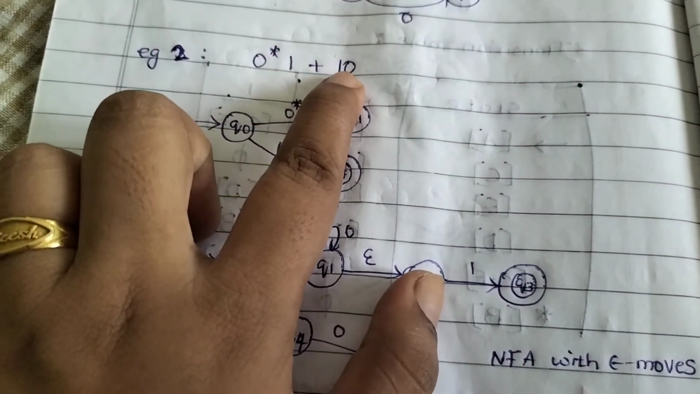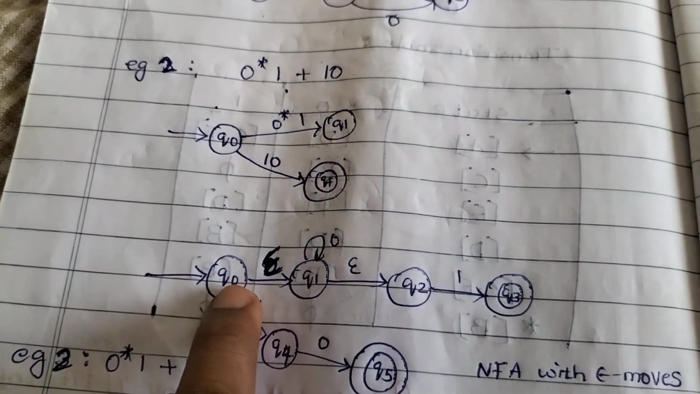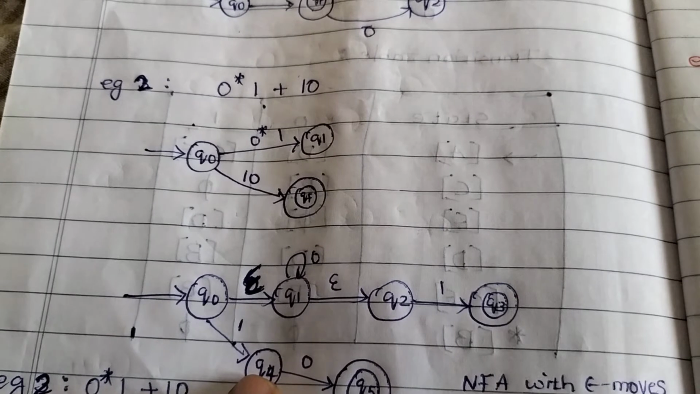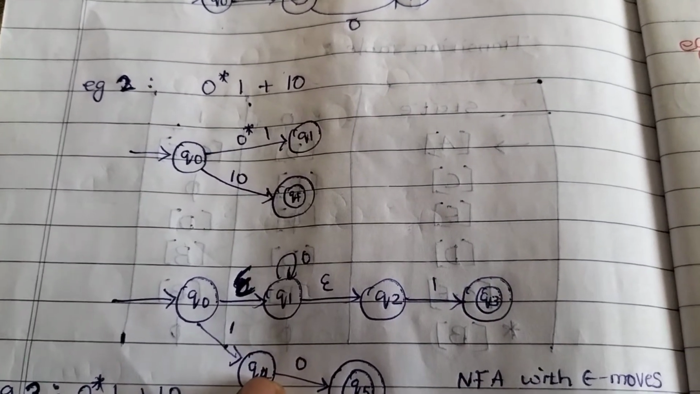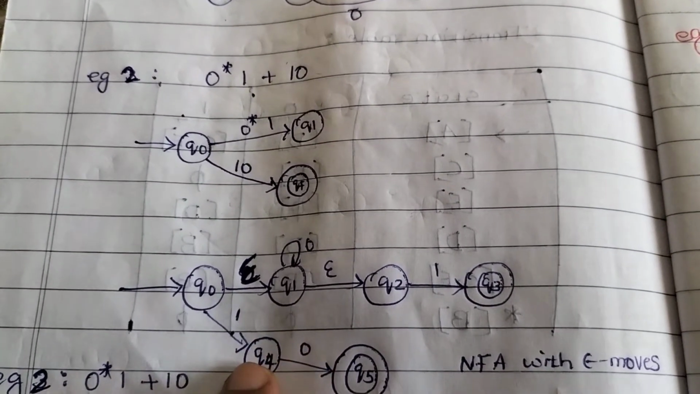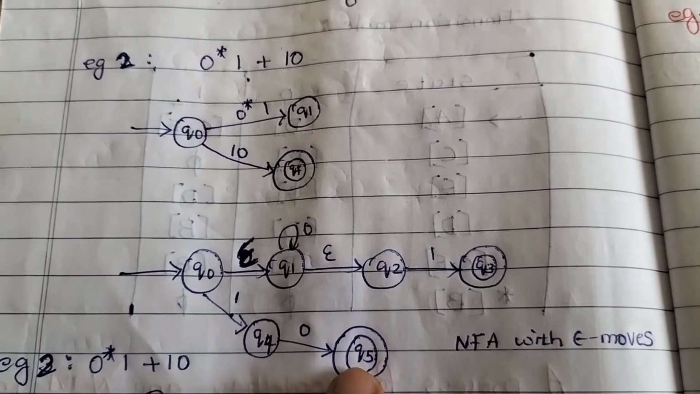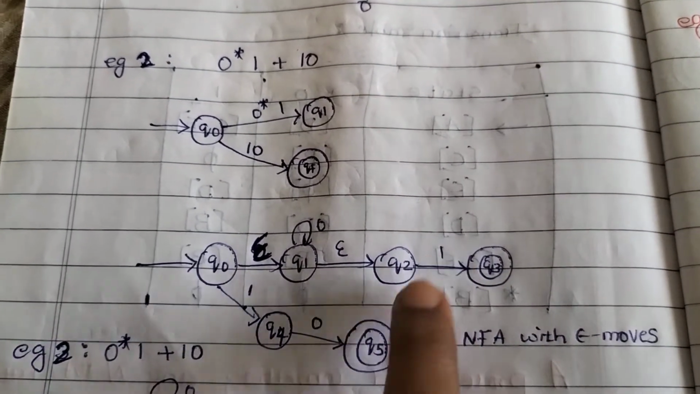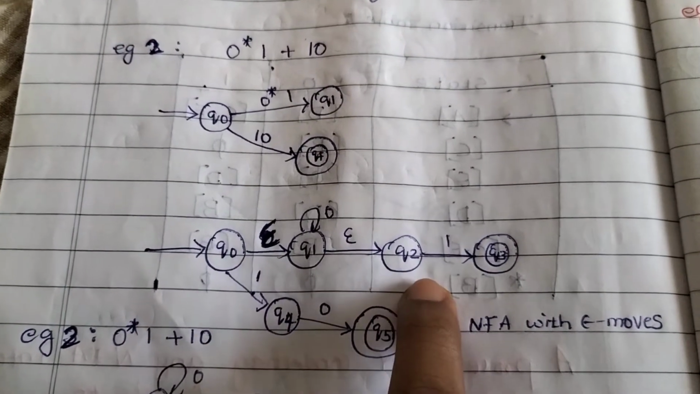Now we have to do this next part. So again 1 0. So with 1 we are coming to next state Q4, and with 0 we are coming from Q4 to the next state Q5. So we are making these two states the final states. So this is the expected NFA with epsilon moves.